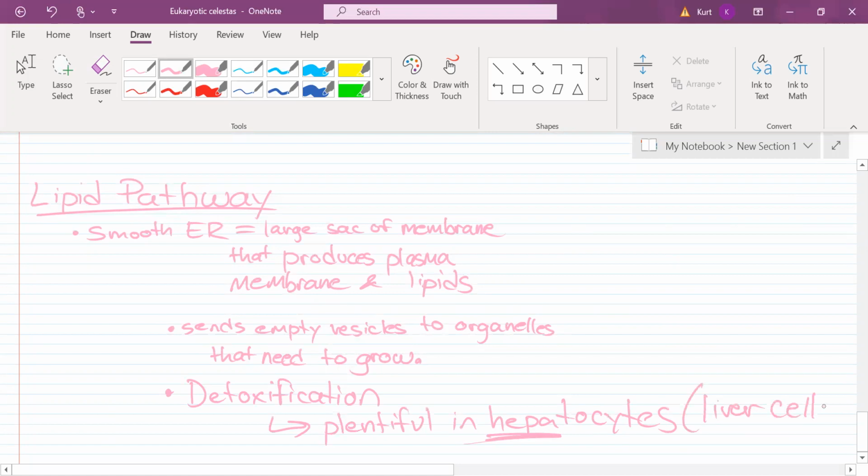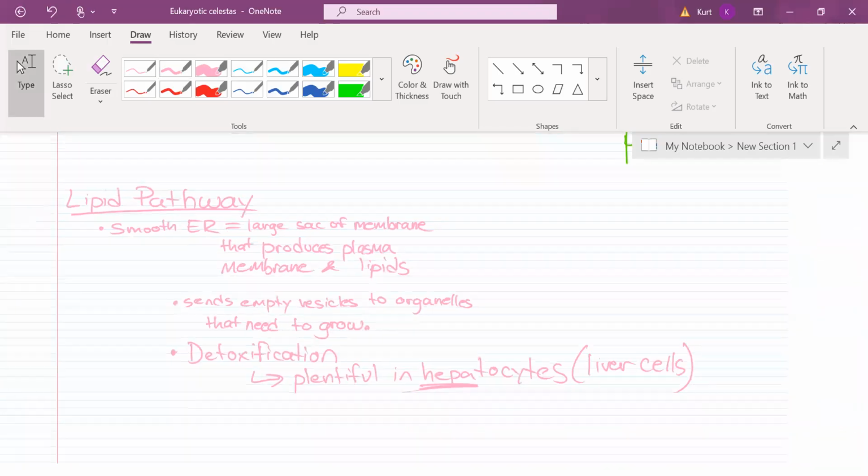Saw a hand go up. What's up? Yeah, Riley? Well, that's why it receives a lot of the vesicles from the plasma membrane. So it's like a system of give and take. But also, you're supposed to get lipids in your diet. You've got to have that.